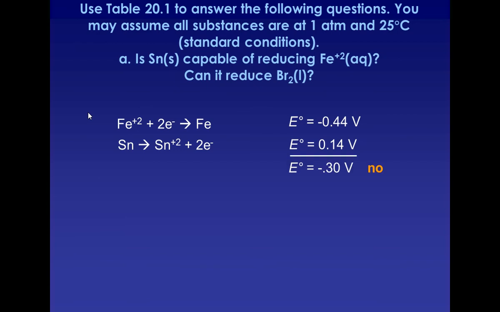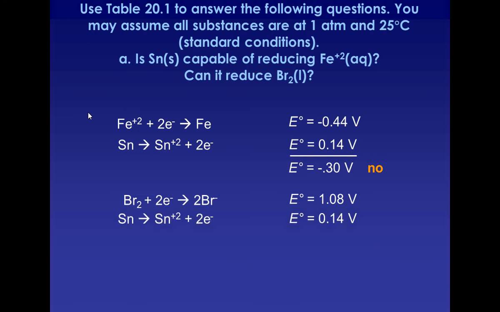These two added together give me a negative voltage, so the tin would not be capable of turning iron ions into iron atoms. If I look at it in terms of whether it's able to reduce bromine, I would still have that tin half reaction, but now I would have to look at bromine's reduction half reaction. I see its cell potential is 1.08. Tin again is going to be flipped. It's still 0.14. And when those two are added together, they would give you a positive cell potential. So although tin is not able to reduce iron ions, it is able to reduce bromine.